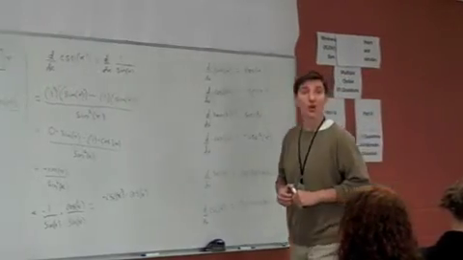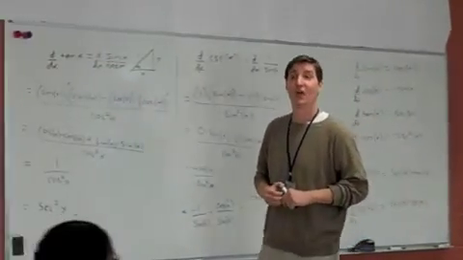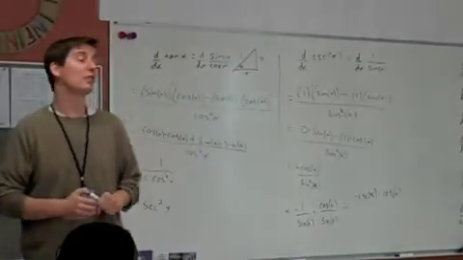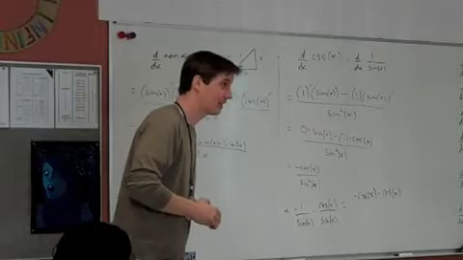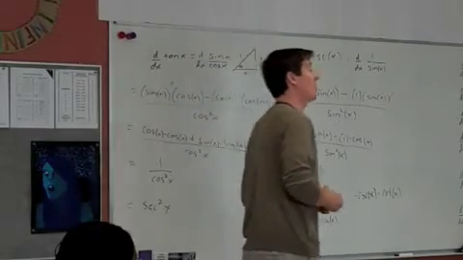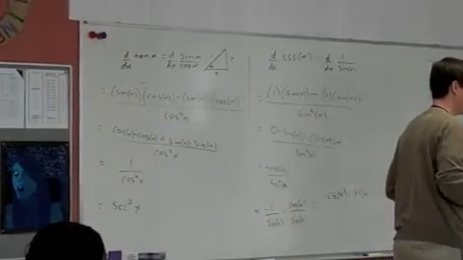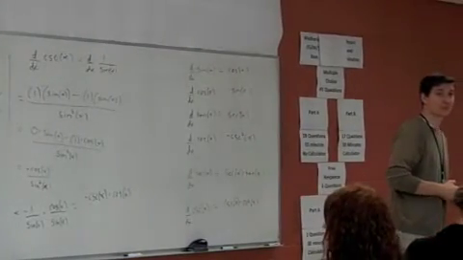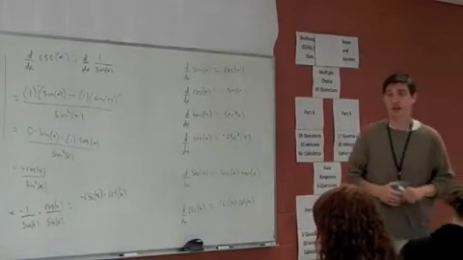What's the derivative of sine? Cosine. What's the derivative of cosine? Negative sine. What's the derivative of tangent? Secant squared. What's the derivative of cotangent? Negative cosecant squared. What's the derivative of secant? Secant tangent. What's the derivative of cosecant? Negative cosecant cotangent. Very good.